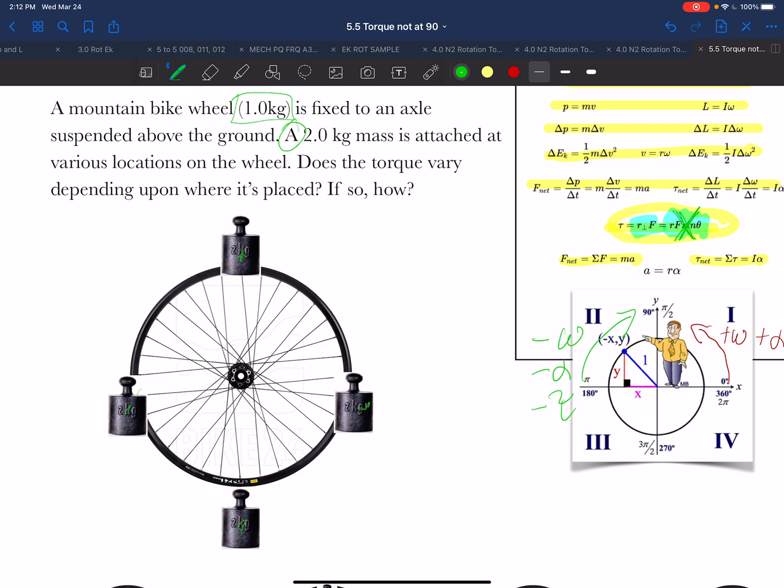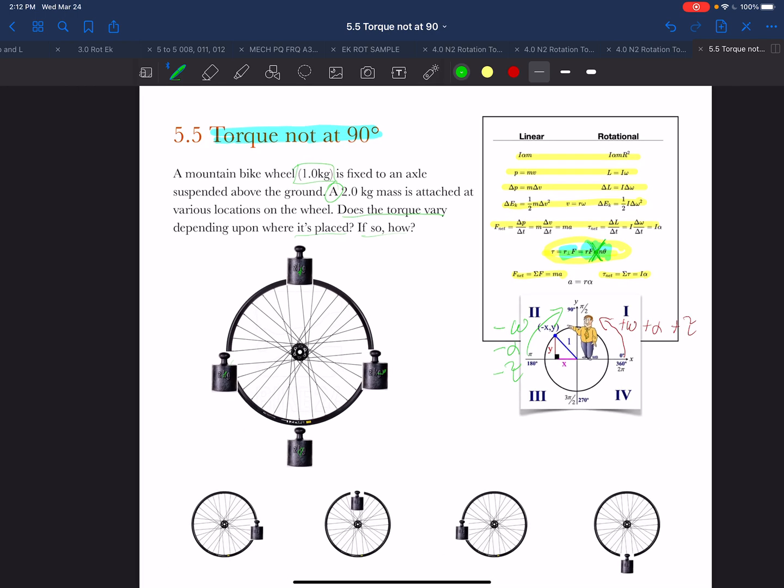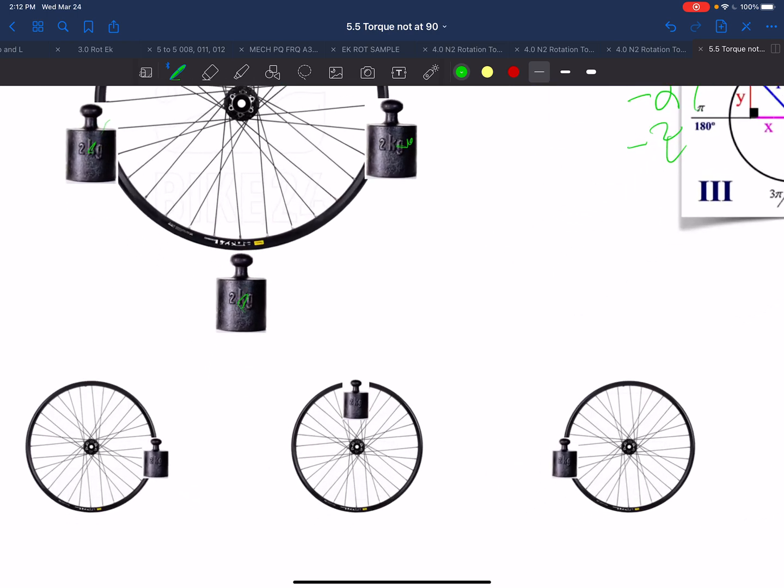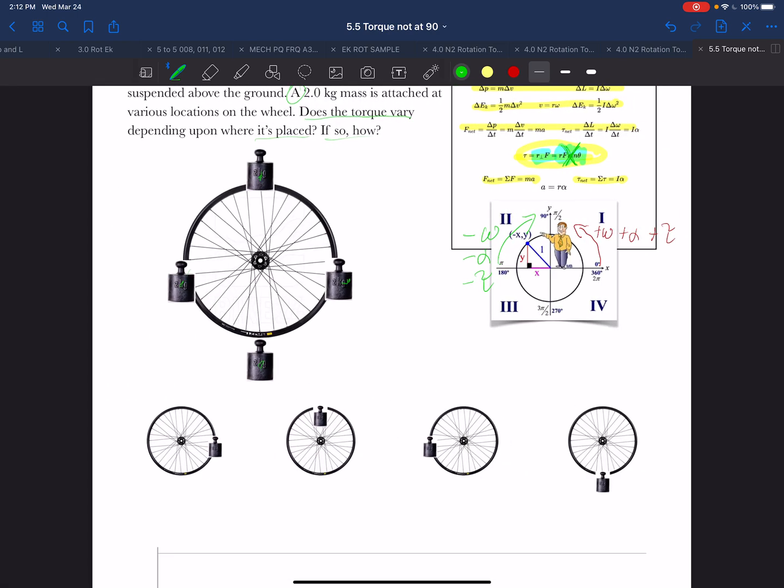So the question is, how does the torque vary? Does it vary depending on where it's placed? And if so, what is the nature of that displacement? How does it factor in? So let's first connect this to our unit circle. You see these weights are placed like so. And so you can see this is 0, pi over 2, pi, 3 pi over 2, and back to 2 pi. Those are the positions. So now let's first start with 0.